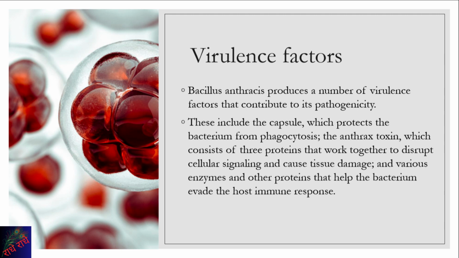Bacillus anthracis, the bacterium that causes anthrax, is very dangerous due to its ability to produce a variety of molecules and proteins that can harm tissue and suppress the immune system. These virulence factors include the capsule that protects it from phagocytosis, as well as the anthrax toxin, consisting of 3 proteins that interfere with cellular signaling, leading to tissue destruction. Other proteins and enzymes produced by the bacteria can also help it avoid the host's immune response.